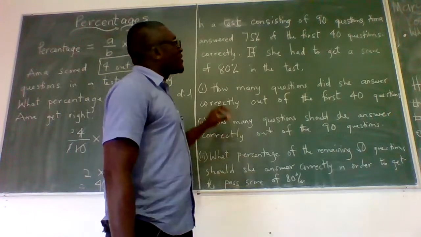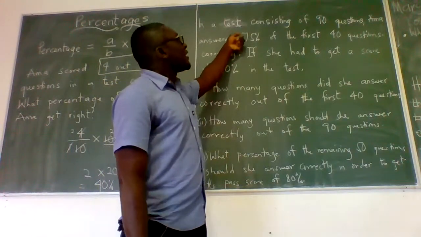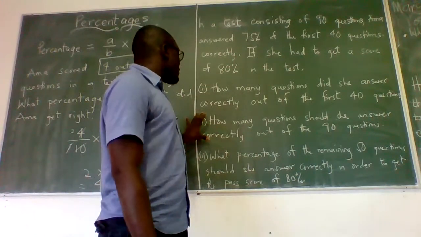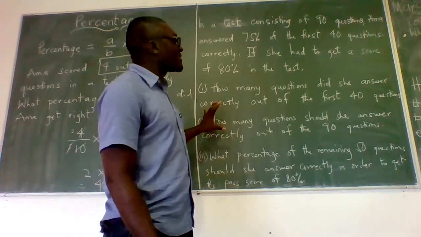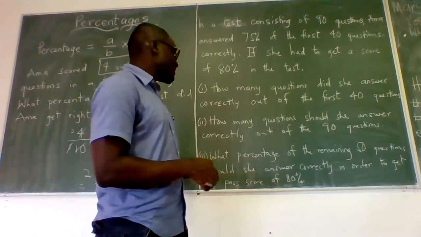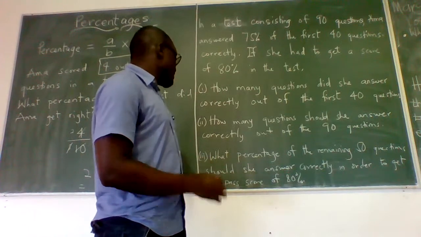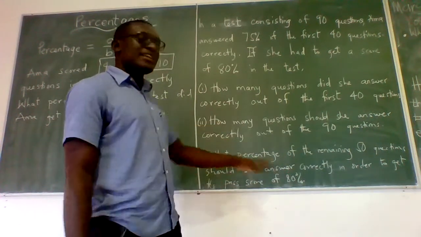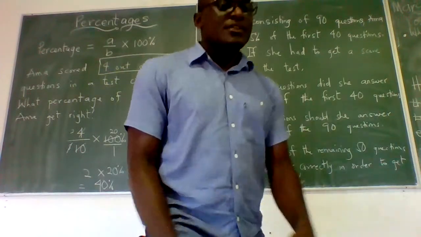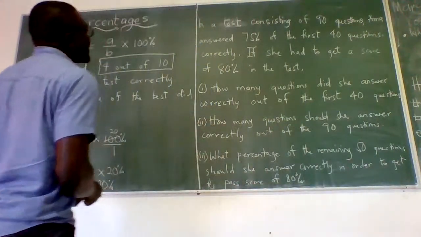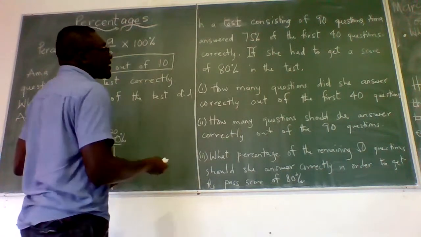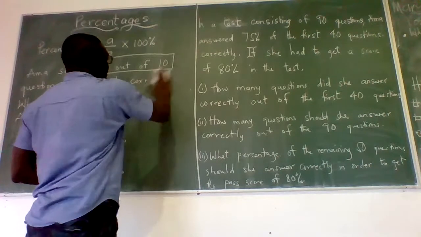So the first one, we've seen that she answered 75% correct out of 40. Now we want to look at if she's supposed to get 80%, how many questions is she supposed to get out of the whole 90 questions? Finally, for the remaining 50 questions, how many must she get correct so that she can hit her target of 80% of the test? We are going to take these one after the other, and I'm sure it will bring us an insight into some questions that fall under percentages and how you can solve them.